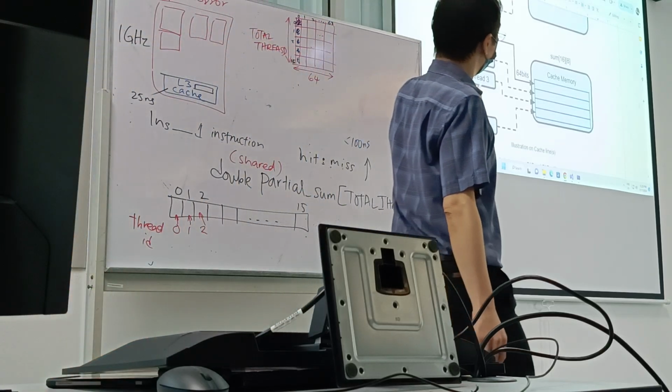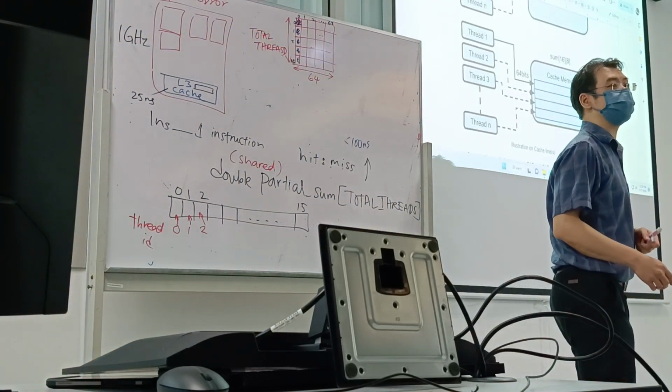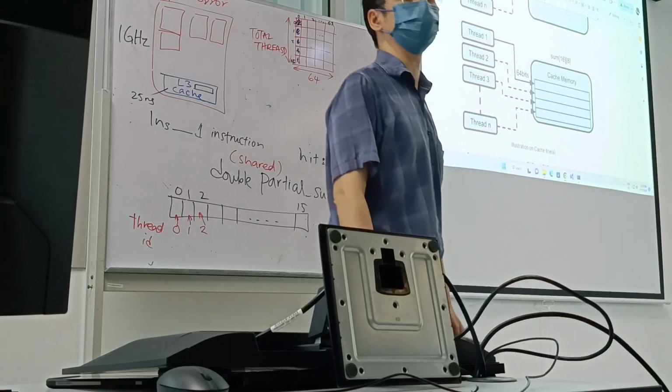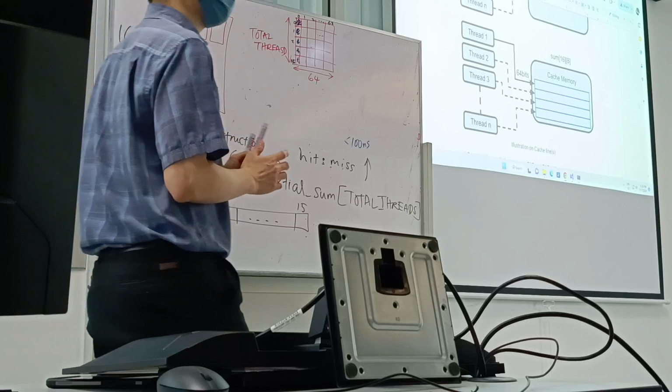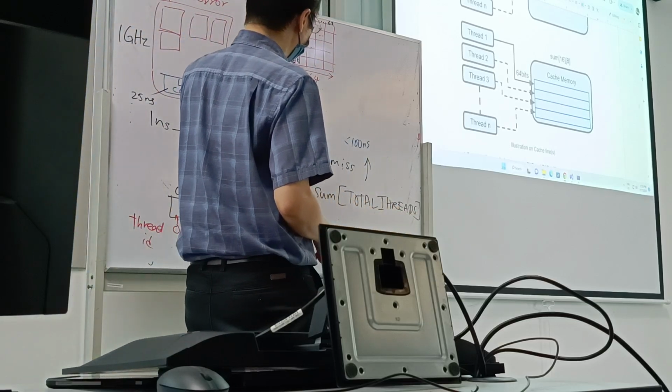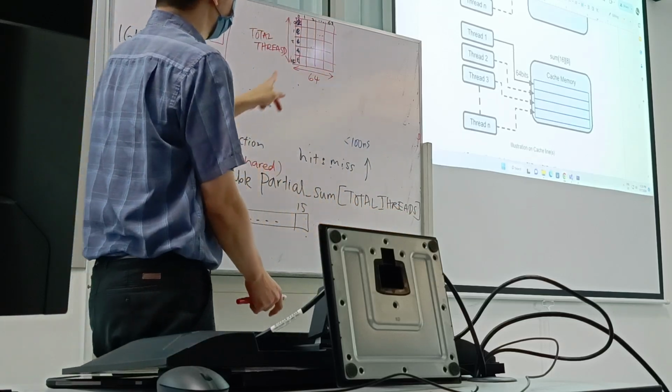Now all these threads will be able to use this cache line at the same time. They are not waiting for one another, and so they run faster. You get it? Okay, so that's the whole idea. That's why, instead of one dimension, we have to create two dimensions.